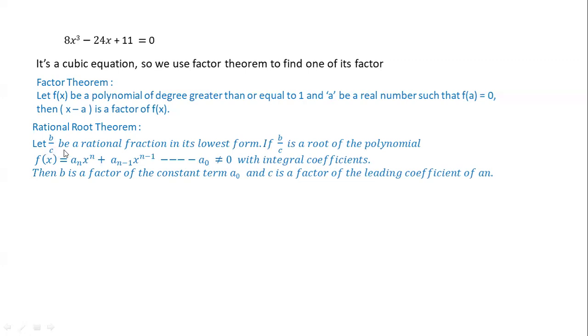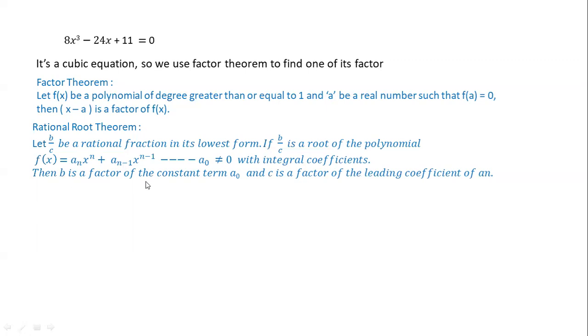So let b by c be a rational fraction in its lowest form. If b upon c is a root of the polynomial, that means the polynomial is of the form f of x is equal to an x raised to n plus an minus 1 x raised to n minus 1, and so on up to a0, which is not equal to 0, with integral coefficients. This one is a coefficient, this is a coefficient, this is also a constant.